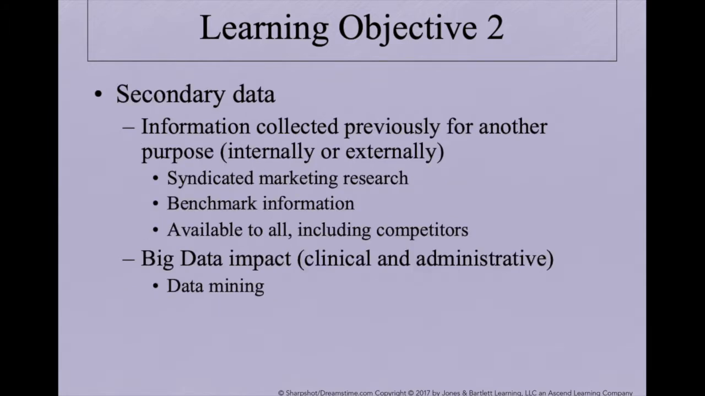Secondary data is information collected previously for other purposes. May have been done internally within your organization or externally through another source. Common for healthcare would be the Centers for Disease Control or maybe the National Institutes of Health. Syndicated marketing research, benchmark information it can provide is a primary basis for continued research. It's available to all, including competitors.